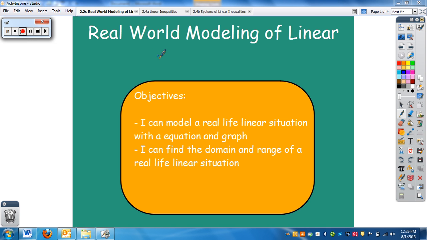In this video, we're going to learn how to model linear situations. So we're going to look at different situations that are linear and how to write equations and graph and analyze them so that you can model real-life linear situations with the equation and graph. And then you can find the domain and range of a real-life situation, which relates back to your functions. Because it's real life, not all the values of x and y are going to be possible in that given situation.